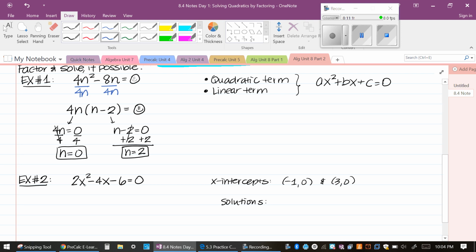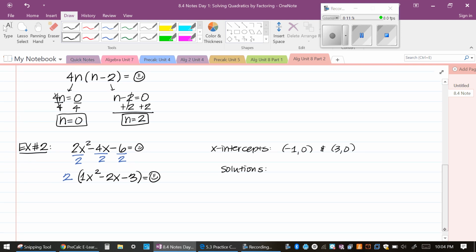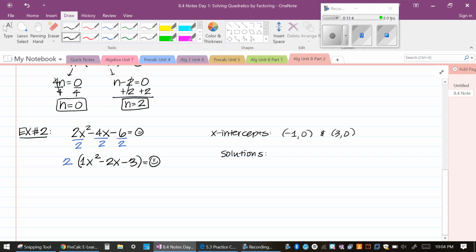Right away I notice that this trinomial has a GCF of 2. So I'm going to divide everything by 2. I'm going to be left with 1x squared minus 2x minus 3. This is a quadratic trinomial. So I'm going to try to see if I could find two numbers that multiply to negative 3 but add to negative 2. Go ahead and pause the video and see if you can find those numbers. When you're ready, unpause the video and write them, and let's continue.